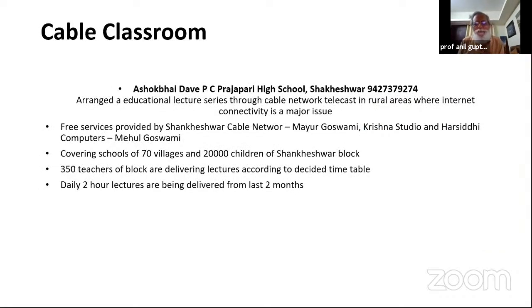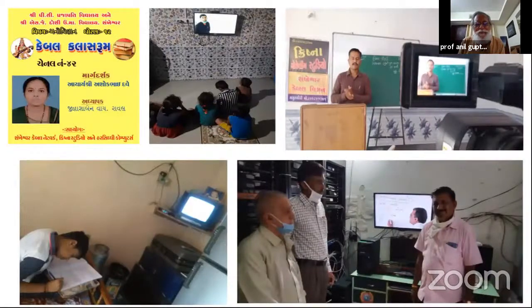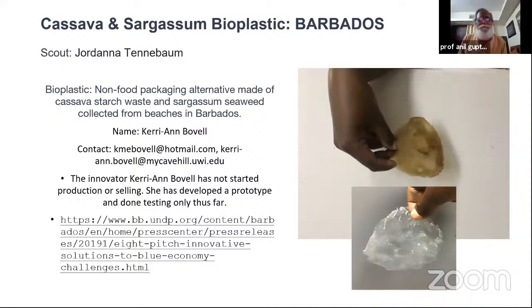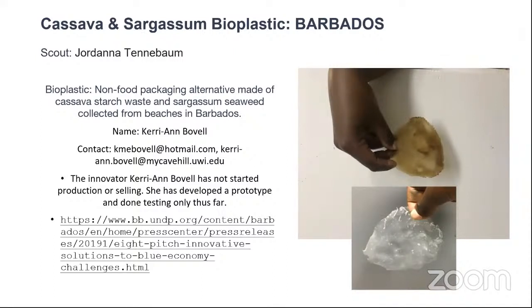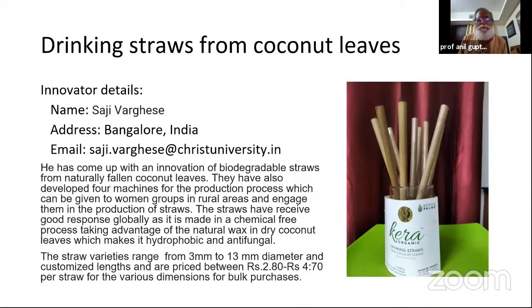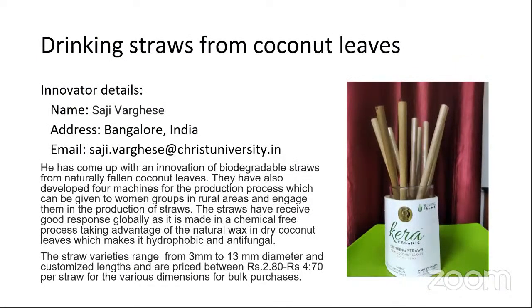This was a teacher from Gujarat who used cable classroom for teaching. So wherever cable TV is there, they started using that for teaching. These were bioplastic in Barbados, made of cassava. Tapioca, we call it in the southern part of our country. This person made in Bangalore, coconut leaves, drinking straws.